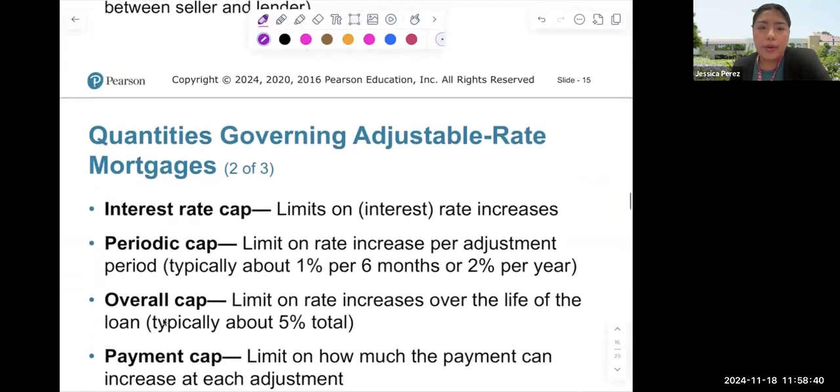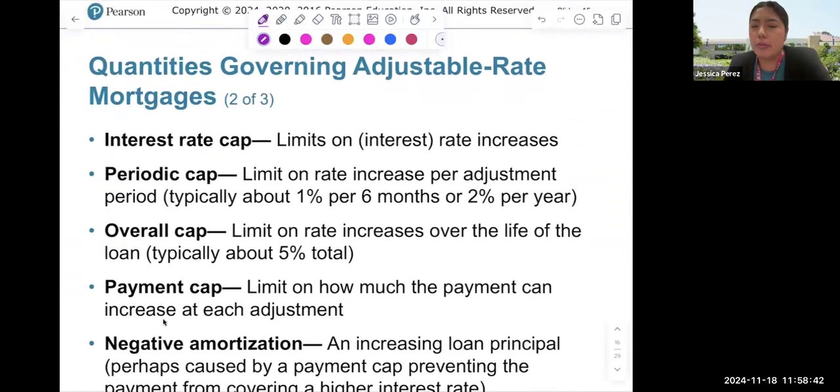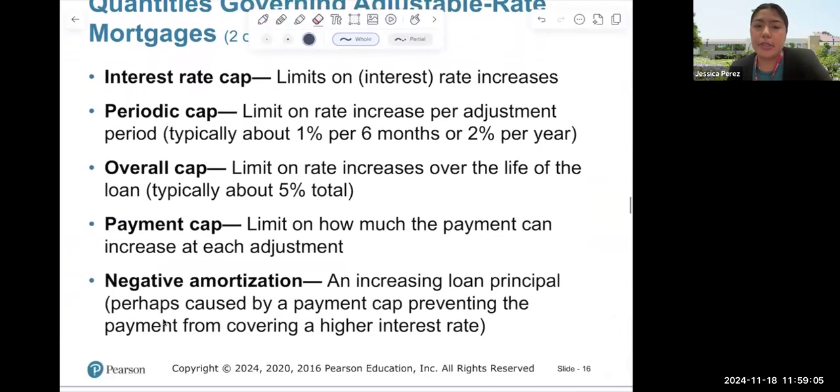Now, what are the quantities governing adjustable rate mortgages? Again, these are all pure definitions. The interest rate cap, those are limits on interest rates. Periodic cap is the limit on rates that increase per adjustment period, typically about 1% per 6 months or 2% per year. There's an overall limit of increases over the life of the loan. It's typically about 5% total.